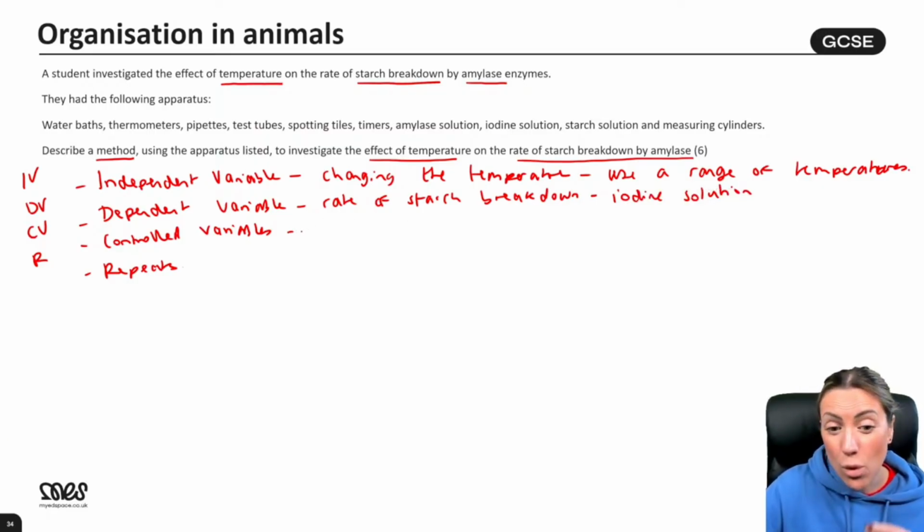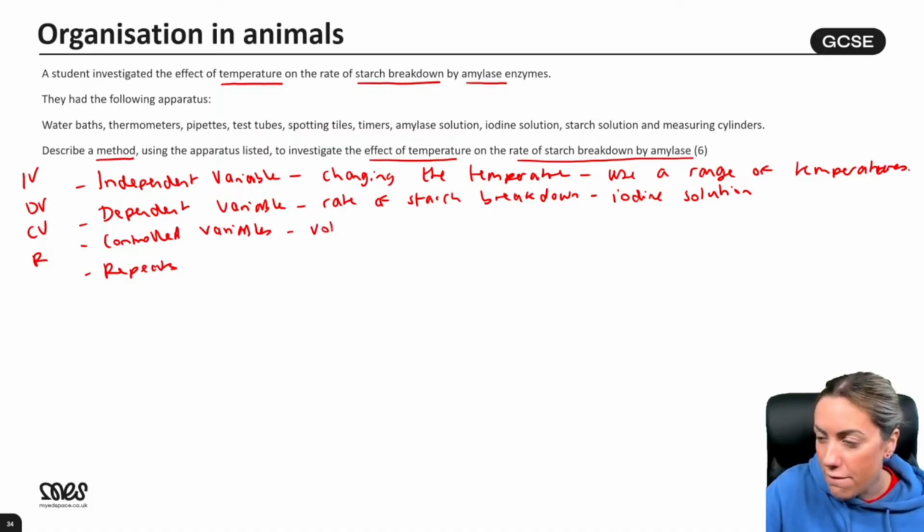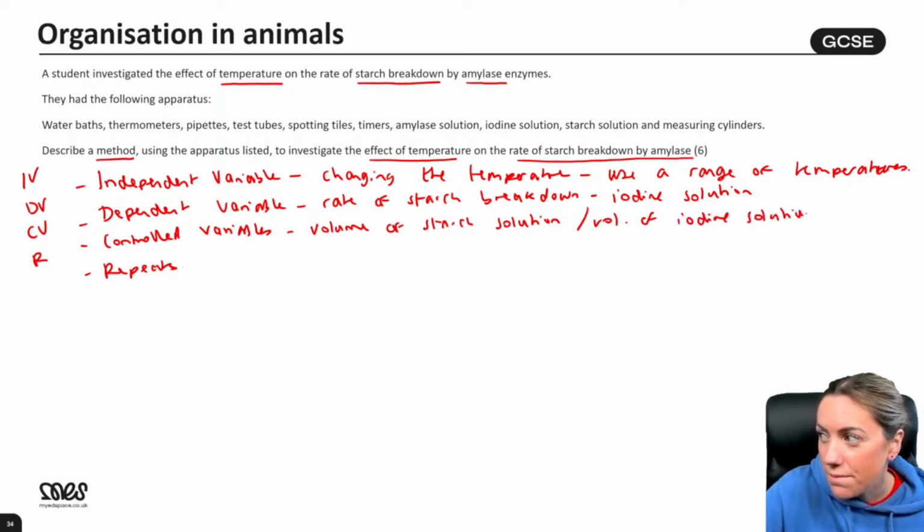Control variables, these are ones that I keep the same. And with any of these questions, if you want to get 5 or 6 marks, you need, I would say, at least 3 controlled variables. You need 3 to make sure you get 5 or 6 marks. So things like, for this one, you could go with volume of starch solution. You could go with volume of iodine solution. You could go with volume of amylase.